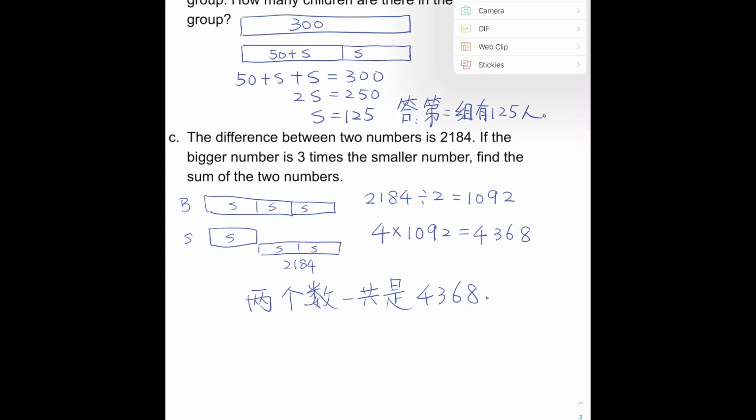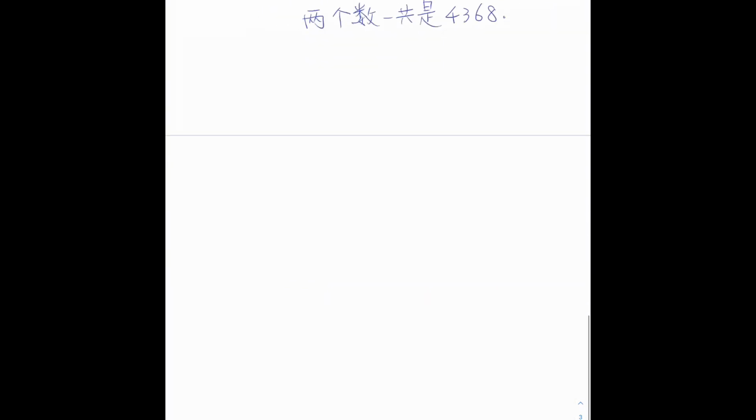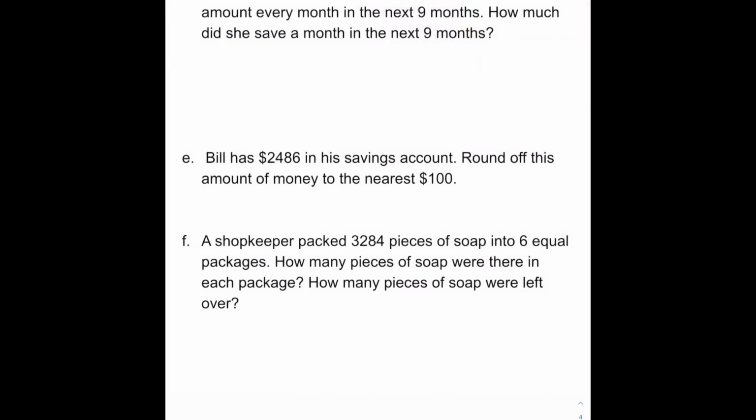Okay, now we add another question. This page, I need to take a new picture. Okay, question D. Mrs. Garcia saved $2,001 in 2 years. She saved $65 a month in the first 15 months. She saved the same amount every month in the next 9 months. How much did she save a month in the next 9 months?